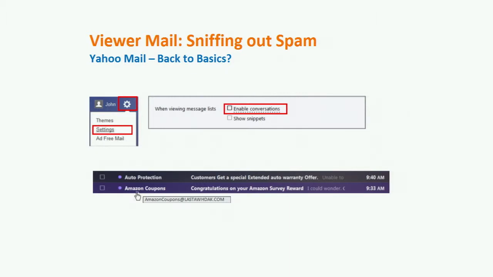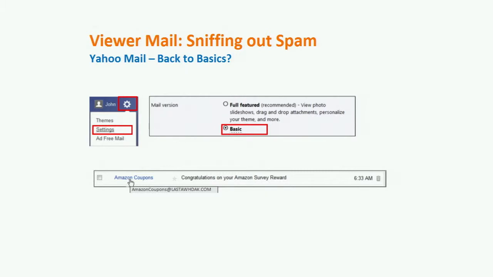If you disable that, if you click on the gear, go to settings, and disable enable conversations, then back in the main user interface, if you hover over Amazon coupons, it will show you that it's Amazon coupons at awhdeck.com, which obviously doesn't sound quite legit. And I took a look. The reality is it's not malware, but it is probably just spam that you really don't want to get involved with.